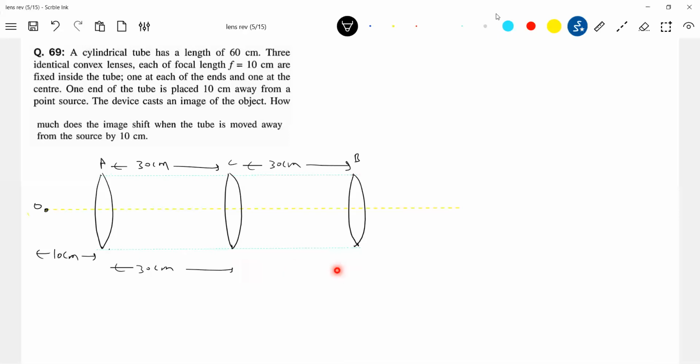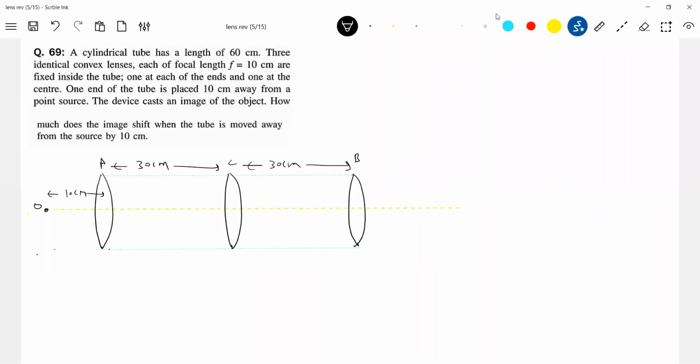Please read and understand. Please make a habit of reading the question. Without reading the question, it is very difficult for you to understand what I am teaching. Okay, this is about the conditions here now. The device will cast an image of the object. One end of the tube is placed... okay, this much is there. The device will cast an image. How much does the image shift when the tube is moved away from the source by 10 centimeter? Okay, there's a later part.